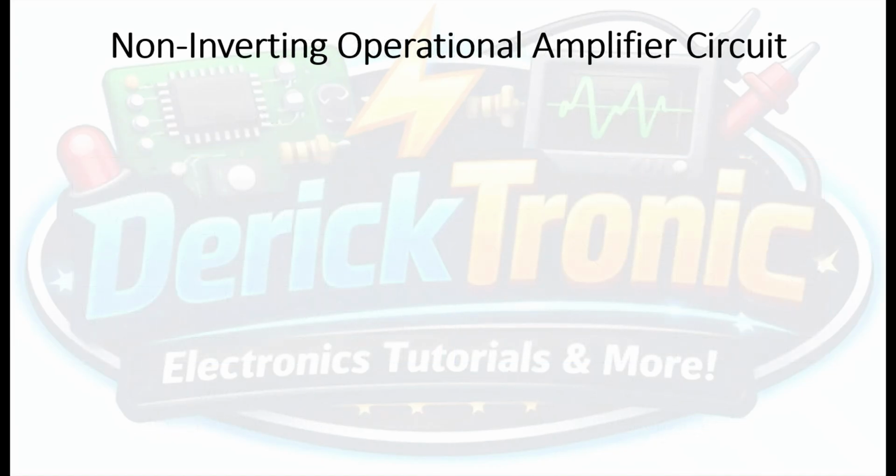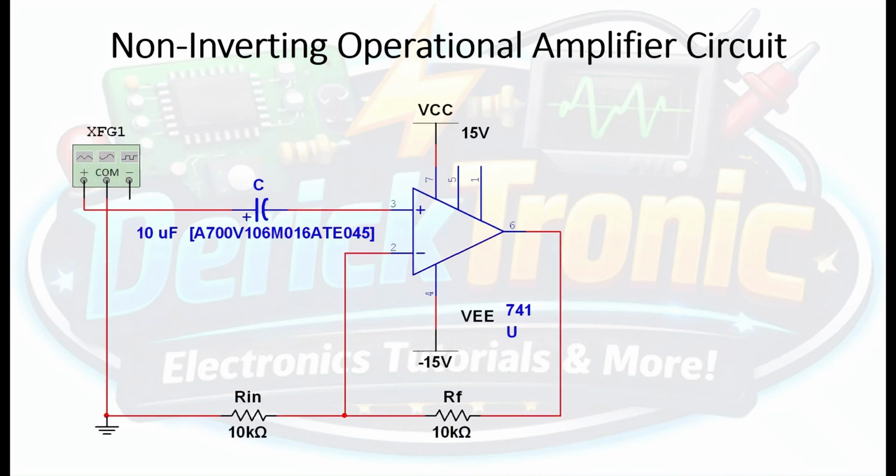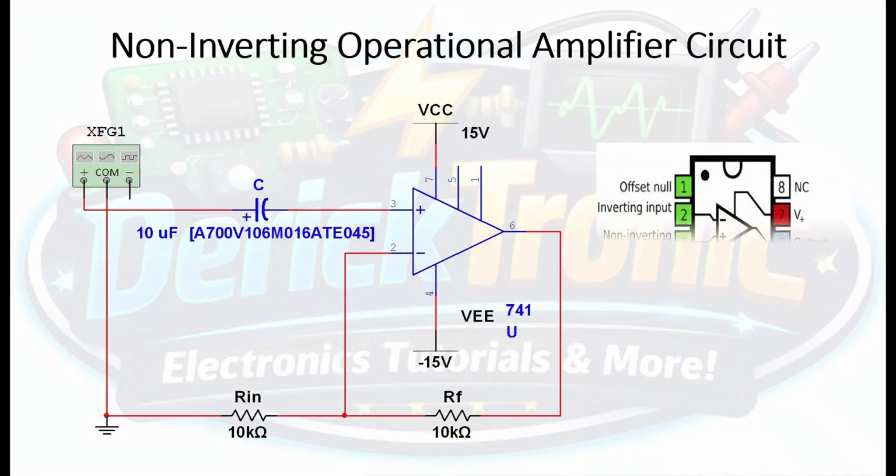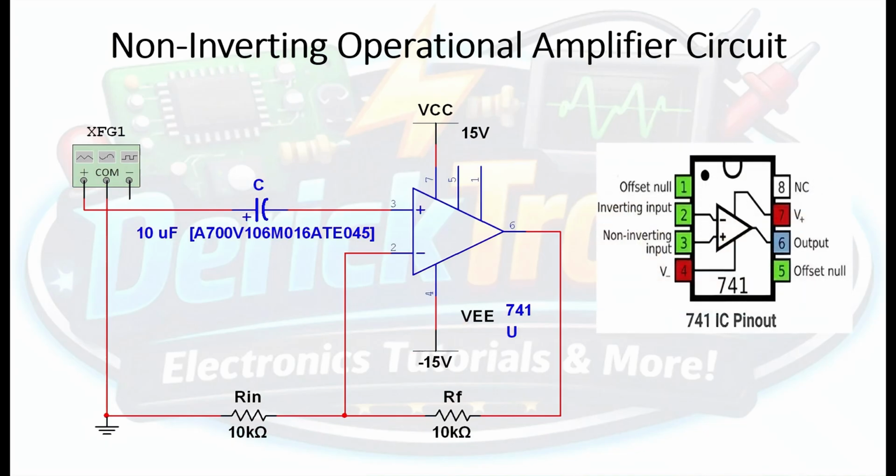The schematic diagram of our non-inverting operational amplifier circuit is shown here. As you can see from this diagram, we will still be using a 741 integrated circuit. The pinout, I'm also illustrating here on the right side. Similar to the inverting op-amp, we will still use 5 pins from the IC. That will be pin 2, pin 3, pin 4, pin 7, and pin 6.